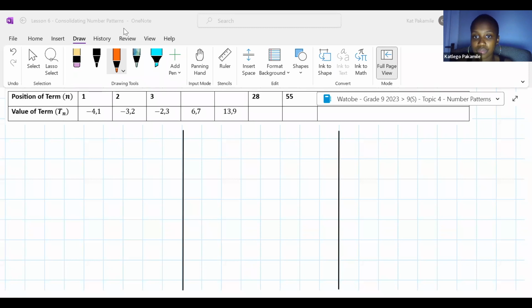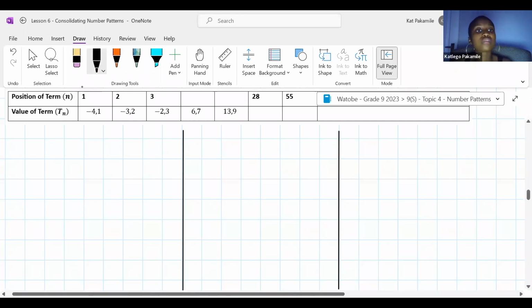Afternoon, Miss. Afternoon. Miss, I say it's linear because if you say -4.1 minus -3.2, it gives you 0.9. And then if you do the same with 3.2 and 2.3, you're going to get the same answer. Beautiful. So it has to be linear because we're adding the same thing over and over. Thank you, Nosusa.